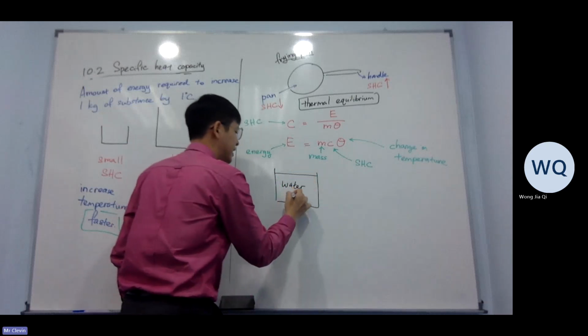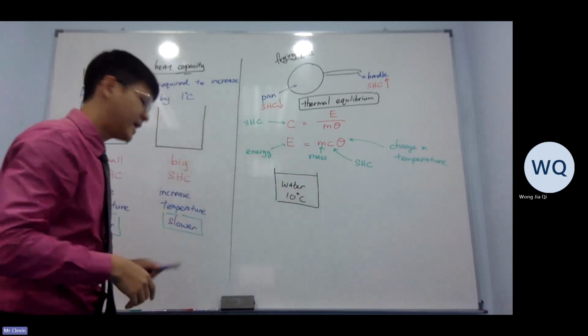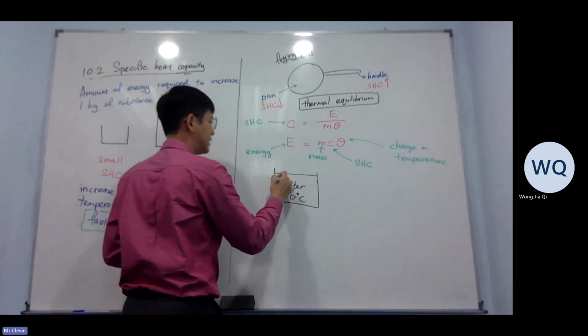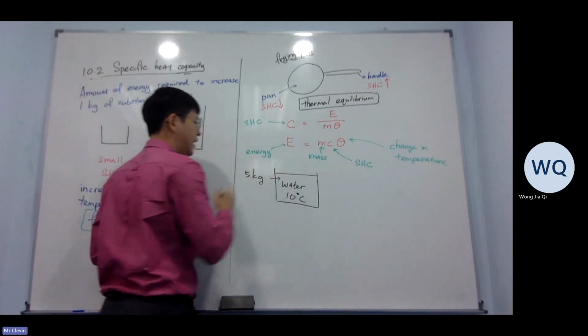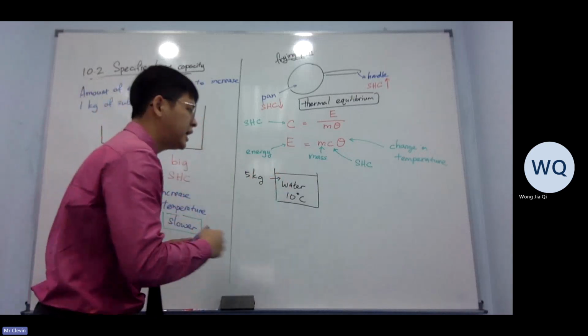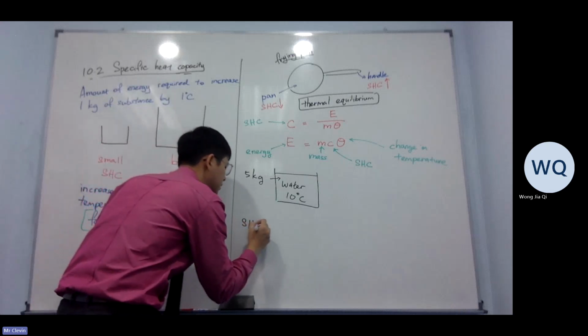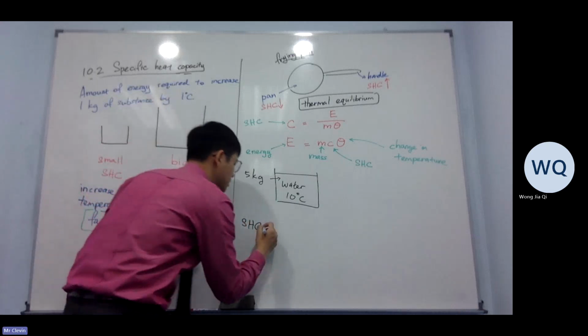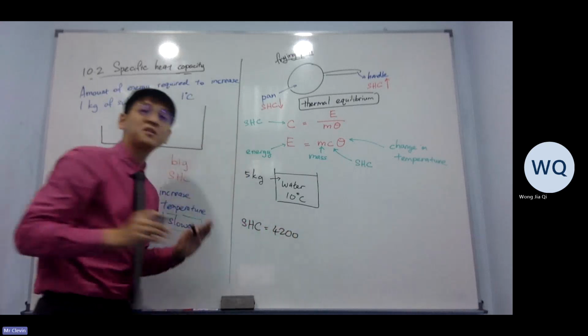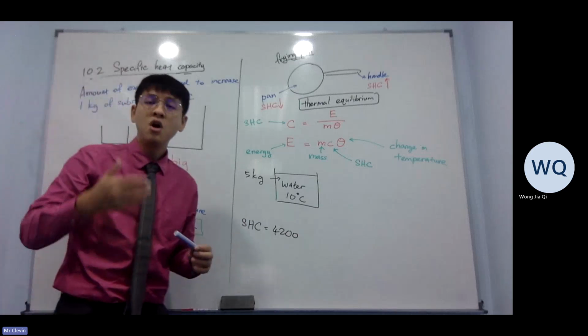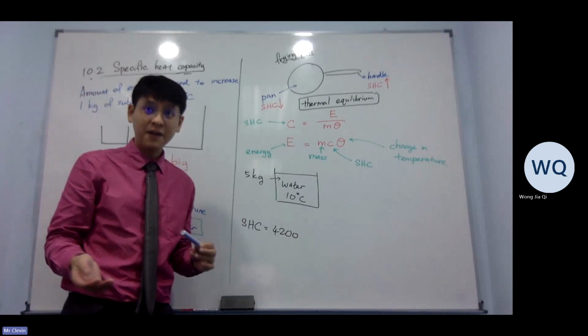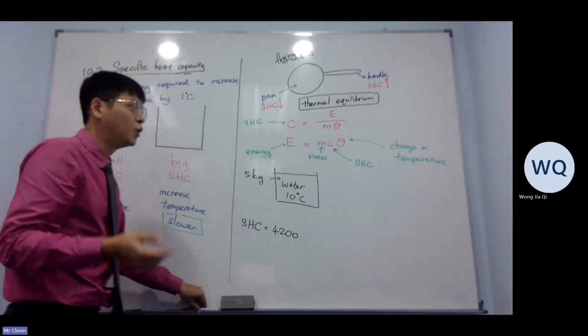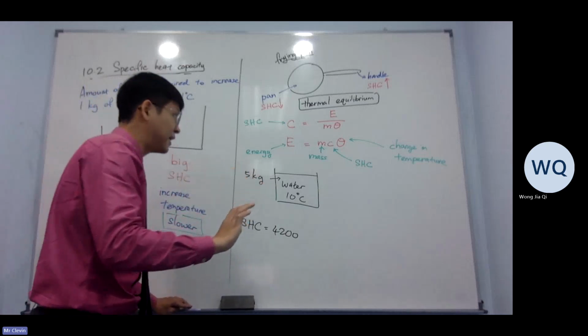Let's say the water is 10 degrees Celsius, okay? And then I give you that this water, let's say, is 5 kg. And I give you the specific heat capacity of the water, which is about 4,200. That is the general value of specific heat capacity.